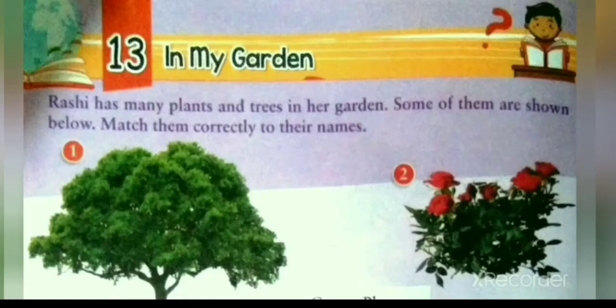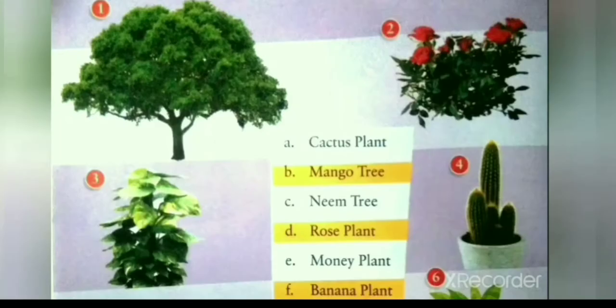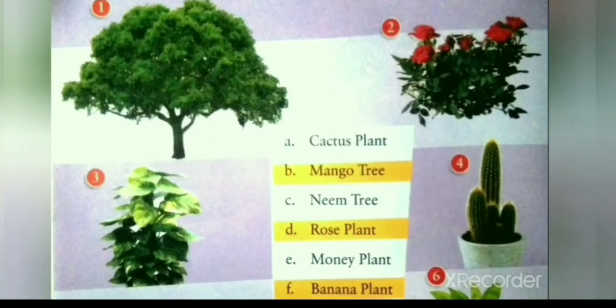Let us proceed to the next topic, number 13, In My Garden. A garden is a planned plot of land adjoining the house that is used for cultivating new plants, flowers and fruits in trees. People grow many plants and trees in their garden. Let us study about some of the plants that can be grown in the garden. In the exercise given, we have to match the names of the plants and trees with their picture.